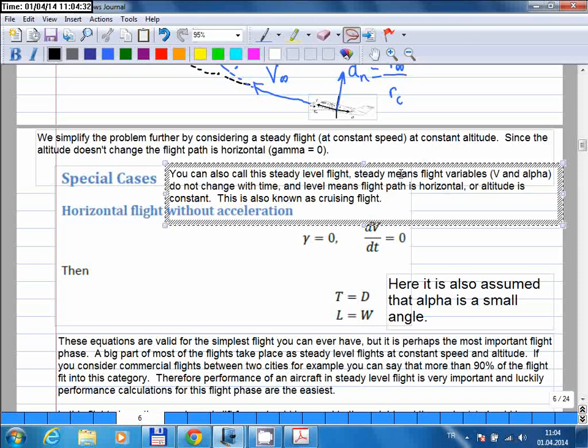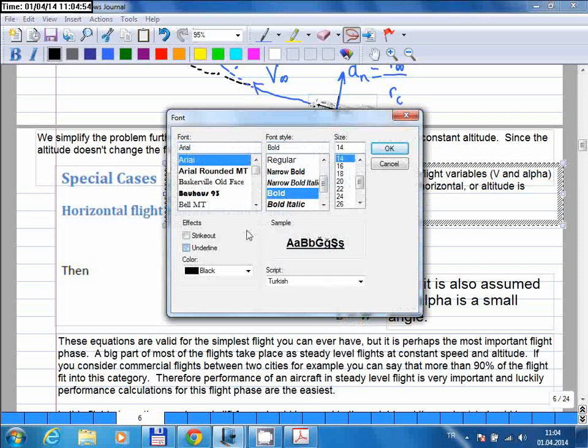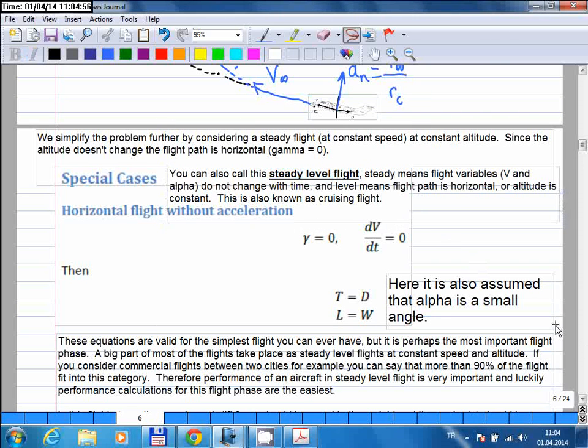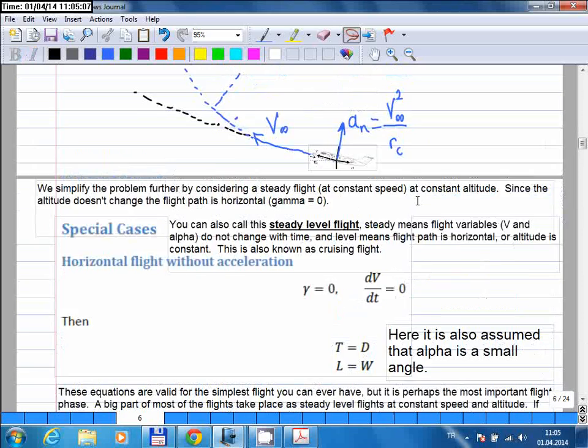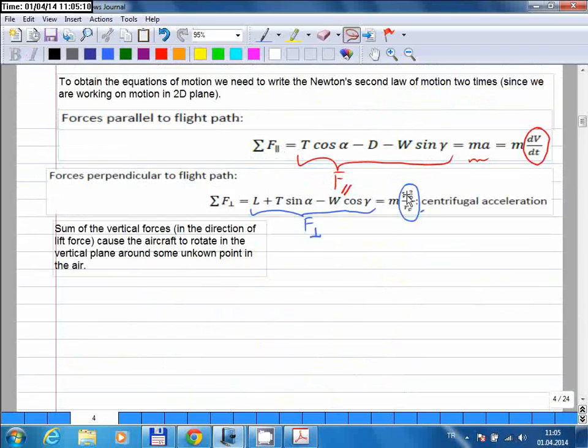And by steady, we mean that the flight variables are constant. There's no change in flight variables, which are the flight speed and angle of attack. And level means flight path is horizontal. Okay? So this is the steady level flight. Okay, so for this special flight case, if you apply the simplifications due to these assumptions into the general equations, let's take a look at what we get.